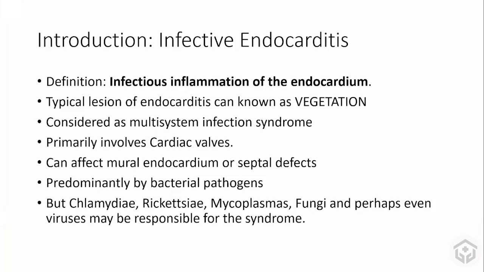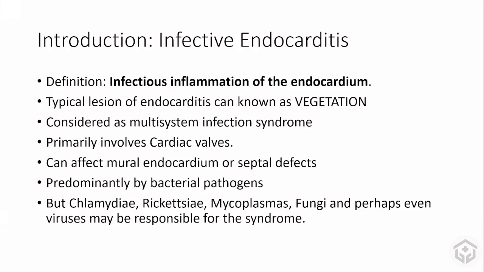So this infective endocarditis, the definition is the infectious inflammation of the endocardium. There is a typical lesion always present that is known as vegetations. But even though, as the definition tells, it is the infectious inflammation of the endocardium, in the clinical point of view it is considered a multi-system infection syndrome, because it involves not only the cardiac tissue but also other systems of the body.